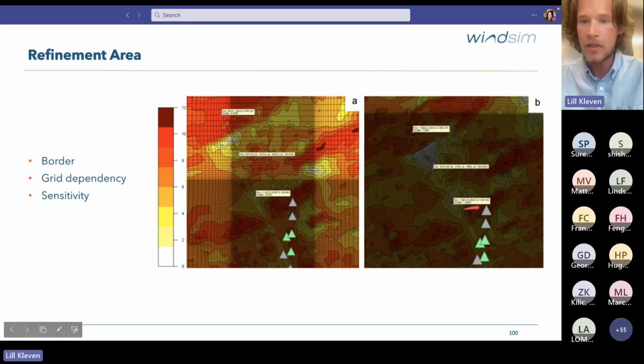So there's more than 1 meter per second change in wind speed when I extend the refinement area up to the ridge here. Of course, this is specific for this site, and it will also depend on the topography of the specific site you are running simulations on. But it shows that you need to take into consideration where you place the refinement border, and having a sufficient refinement border might be of interest.